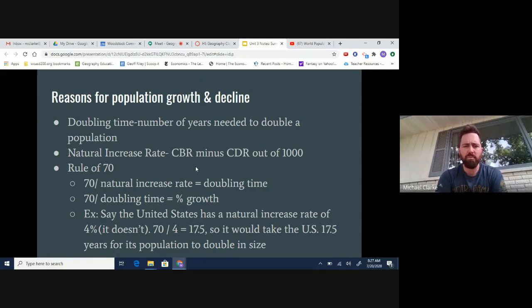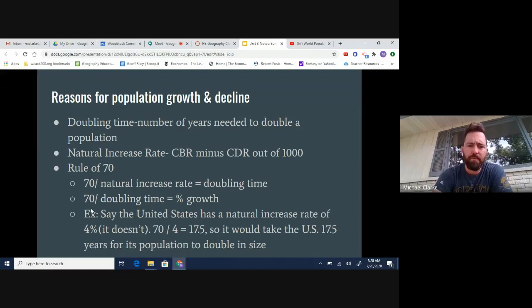Now, you can use this same rule, the rule of 70, in finance. If you were to invest $100 into an account and they told you that that $100 is going to grow by 2% every year, you could use the rule of 70 to determine how quickly that money is going to double. So 70 divided by 2 is 35. So it's going to take 35 years for that money to double in size.